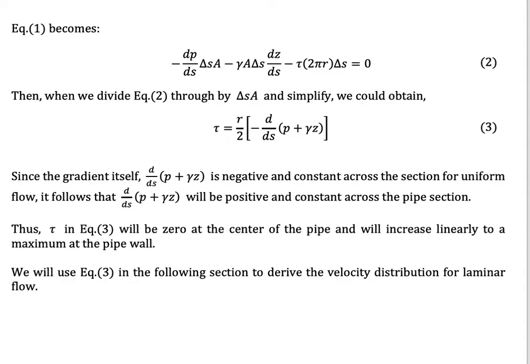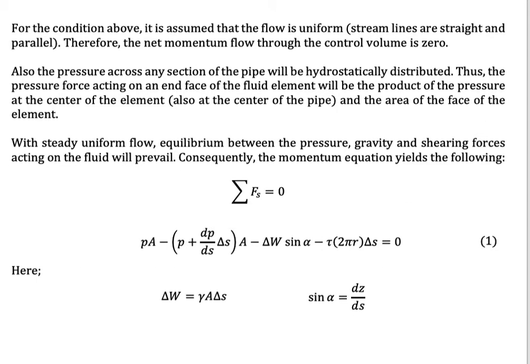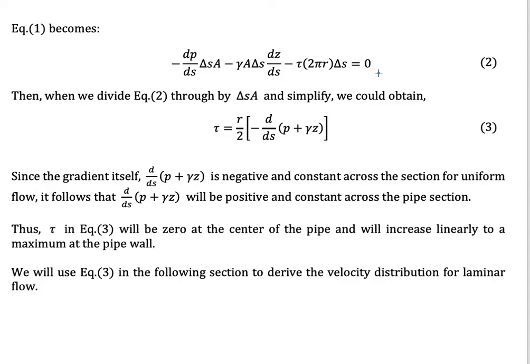Then we substitute into the equation, so we have equation 1 here. We substitute everything and simplify all this, and we could cancel the value of PA. Then we divide by delta S and A, and we could obtain the value of tau equal to R over 2 times negative d ds of p plus rho z.